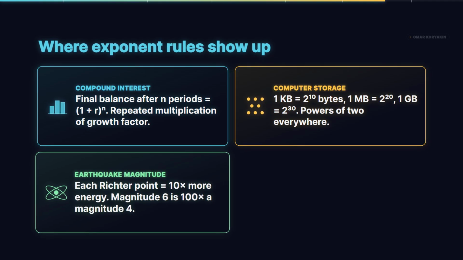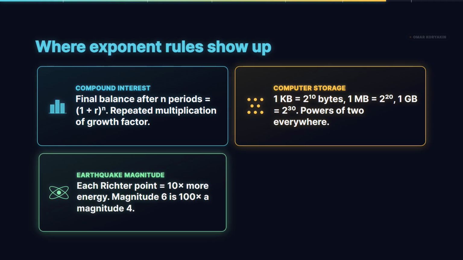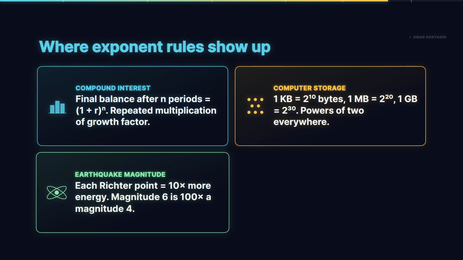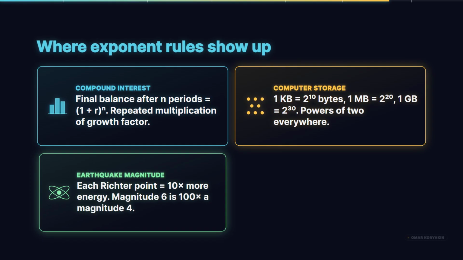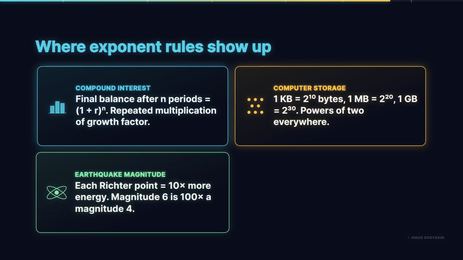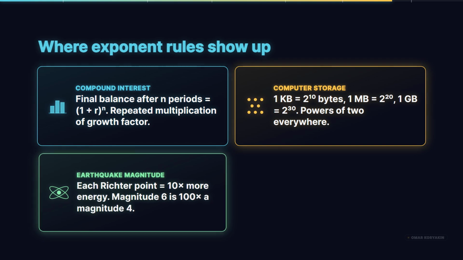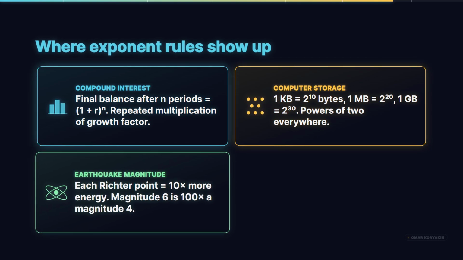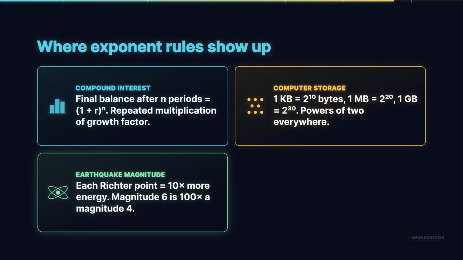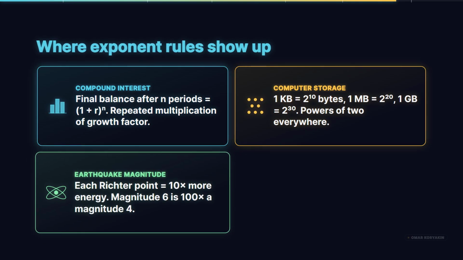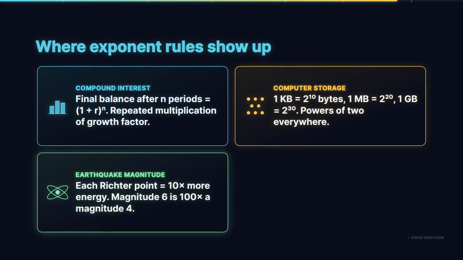Third, earthquake magnitude. The Richter scale is logarithmic, which means each whole number jump represents 10 times more shaking energy. A magnitude 6 earthquake releases 10 to the second power, or 100 times more energy than a magnitude 4. The exponent is the magnitude difference, and the base is 10. Exponent rules are the only practical way to compare wildly different earthquake magnitudes.